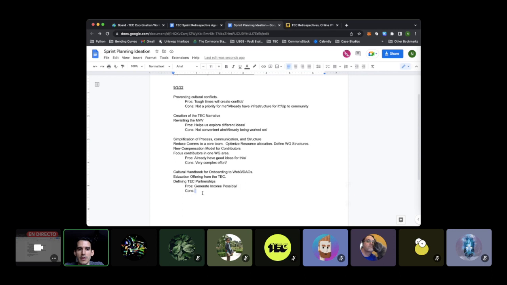Cultural handbook. Yeah, the cultural handbook. One of the things we pride ourselves in was the cultural build, right? And the rituals that we have, such as praise and things like that. So we would be staying true to our founding principles, in spite of the bear market and the economic issues that are plaguing us right now. Defining TC partnerships.